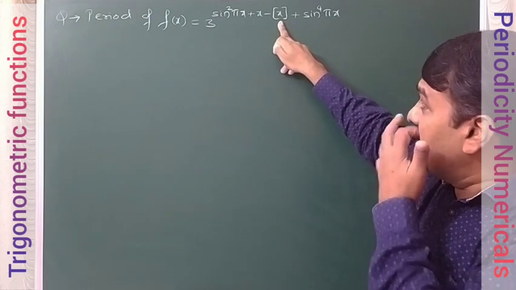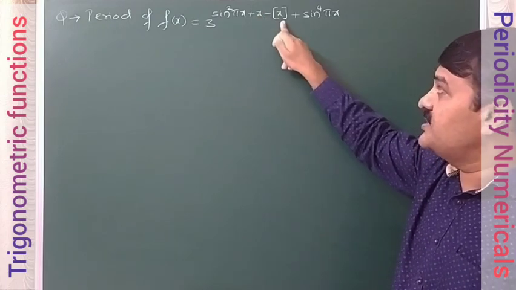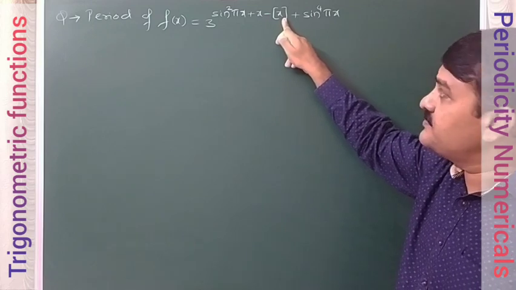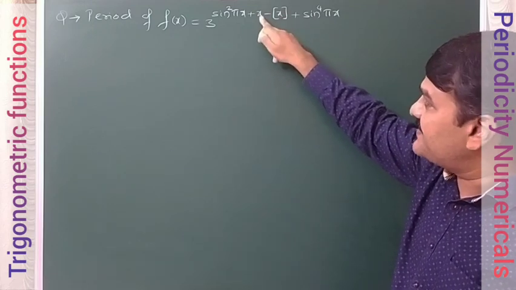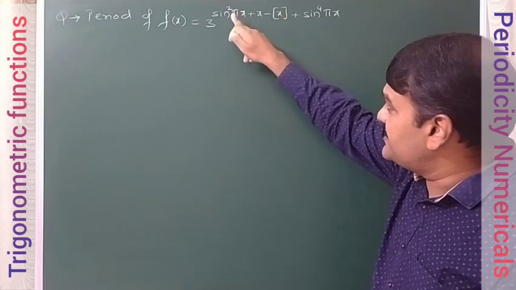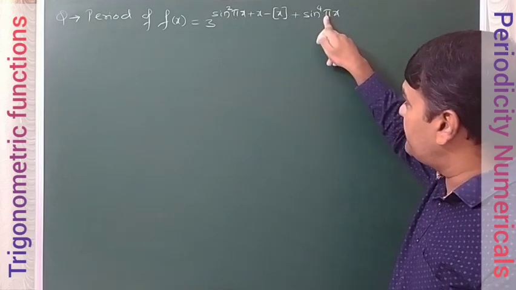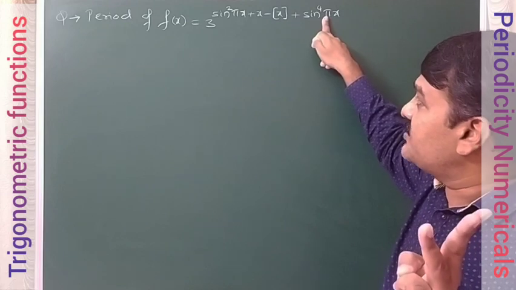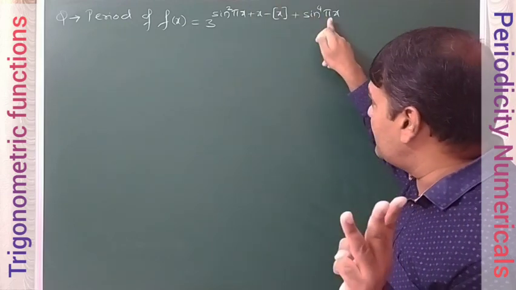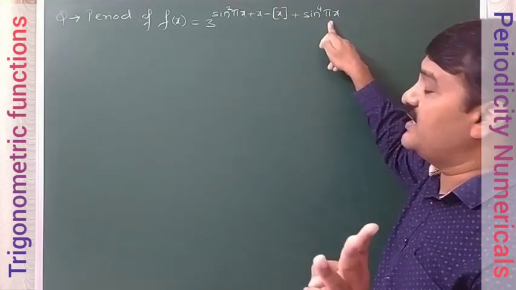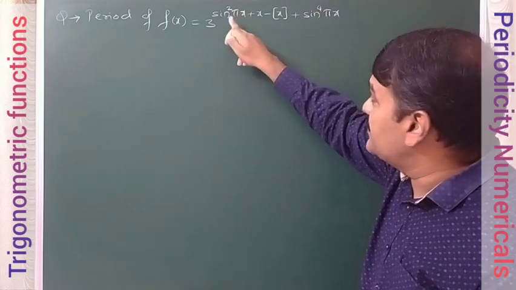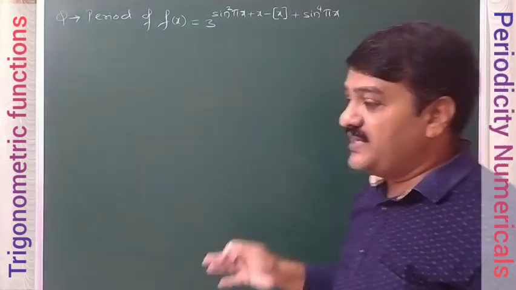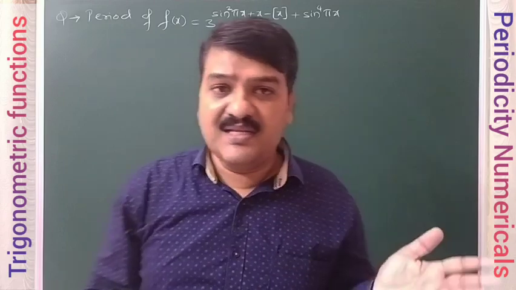So here x minus step x, we know this is the fractional part of x. Sine square pi x, sine power 4 pi x, that means a total of 3 different functions are involved here. Therefore, individually we find the period of the 3 terms separately and we take the LCM.